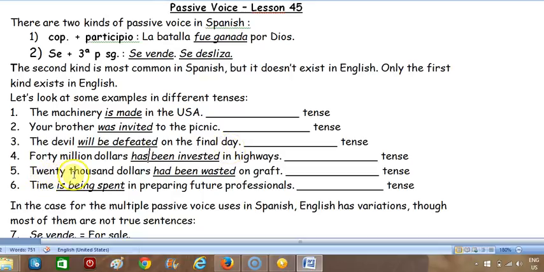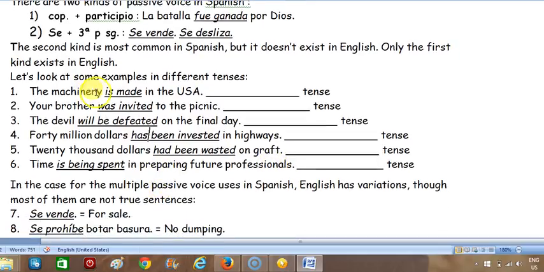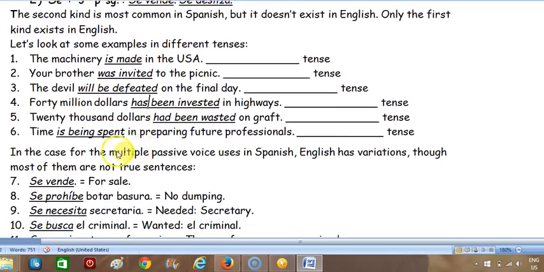All right, number 5. $20,000 had been wasted on graft. And then number 6, time is being spent in preparing future professionals. Okay, well, I think you should be able to translate these by yourself, and hopefully you'll be able to figure out the verb tense. If you've got any questions, post them in the comments on this video, and hopefully I'll be getting back to you in a prompt fashion.